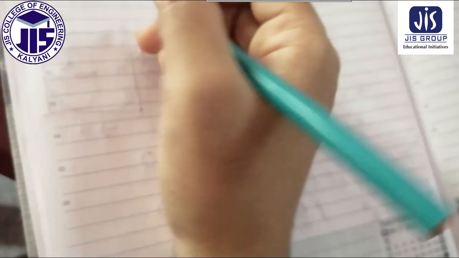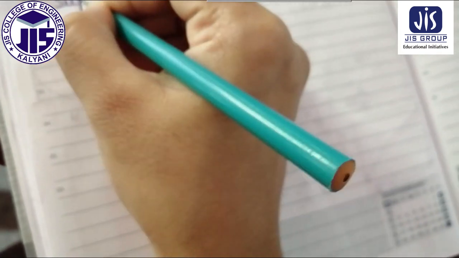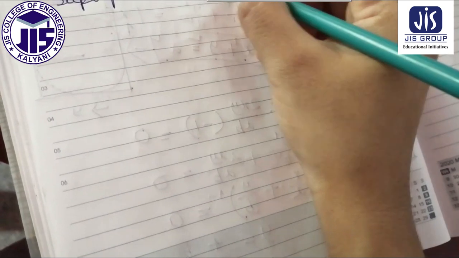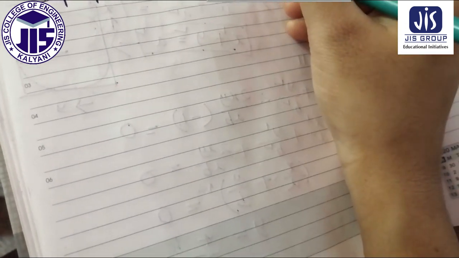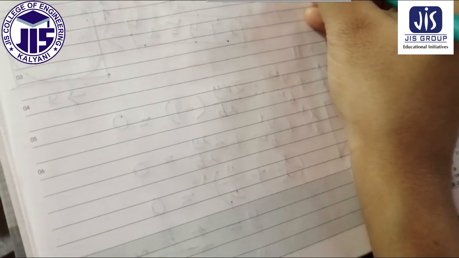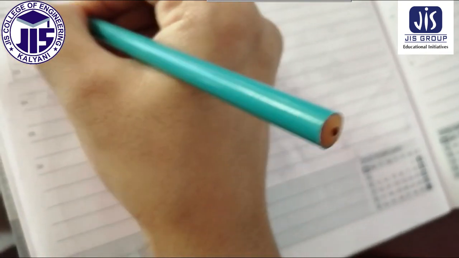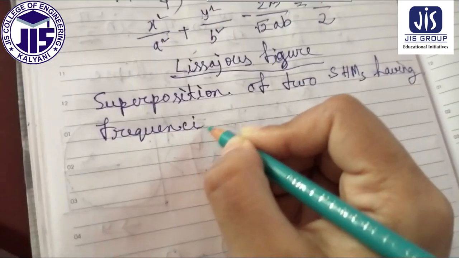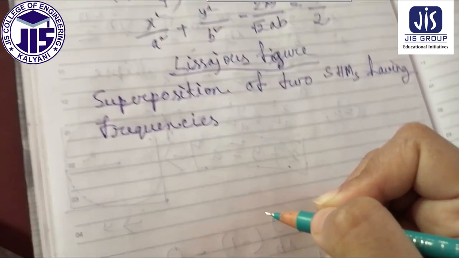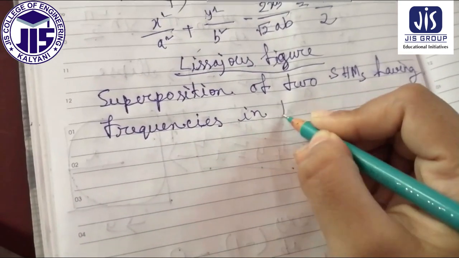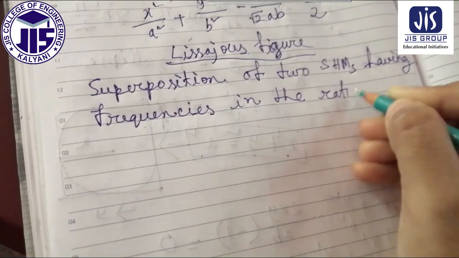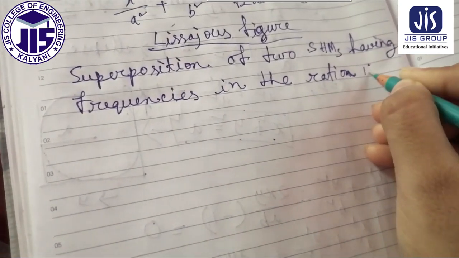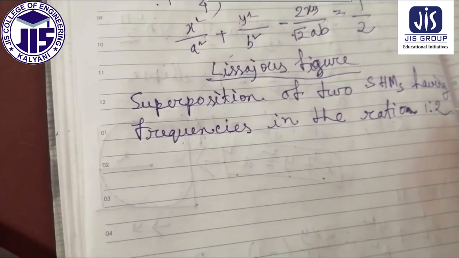Now we'll solve another problem. First I am giving the heading: superposition of two SHMs having frequencies in the ratio 1:2. So let's do it.